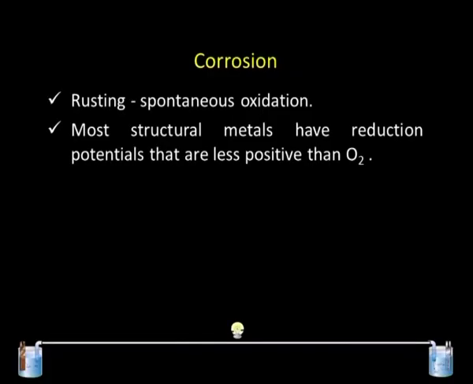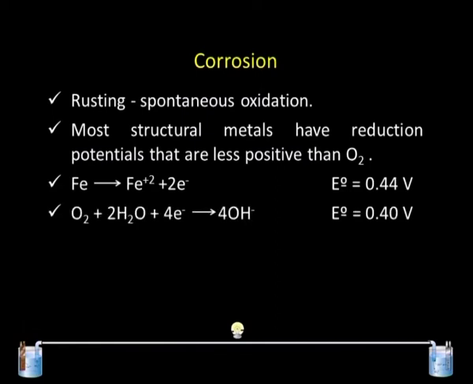Most structural metals have reduction potentials that are less positive than oxygen. For example, if we consider iron, it rapidly oxidizes to give Fe2+, and 2 electrons are evolved. The standard electrode potential for this reaction is 0.44 volt. Now, oxygen reacts with water in the presence of 4 electrons to give 4 hydroxide ions, and the standard electrode potential for this reaction is 0.40 volt.